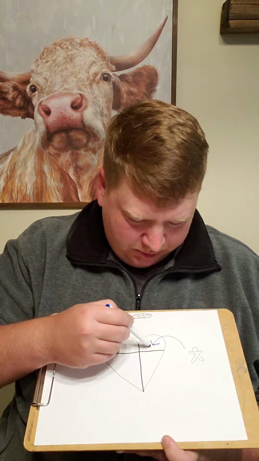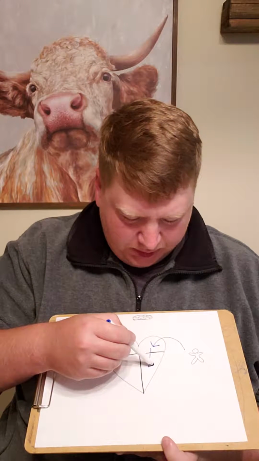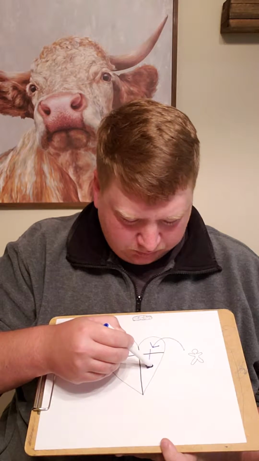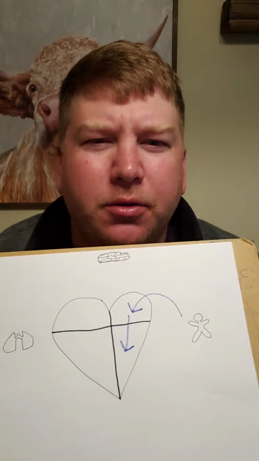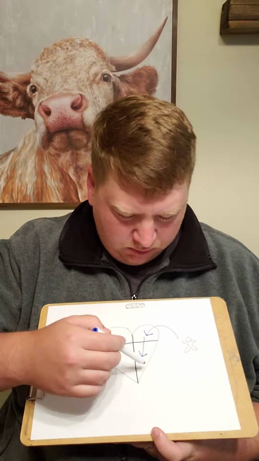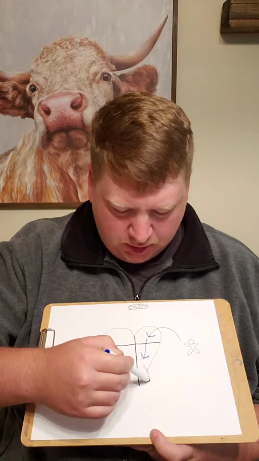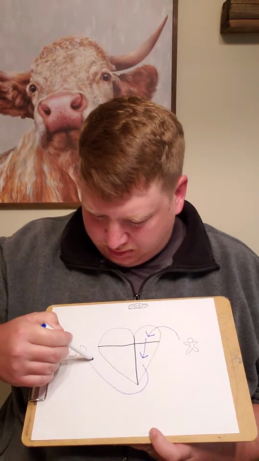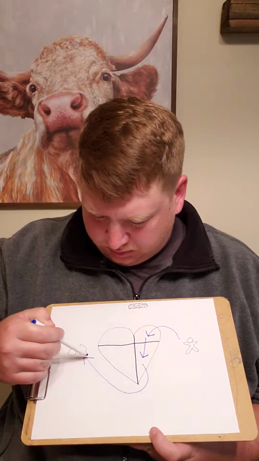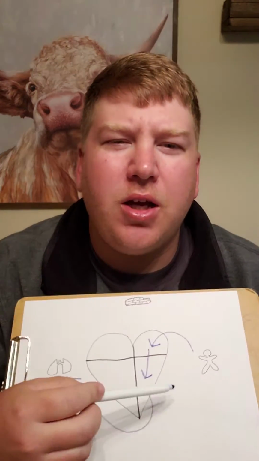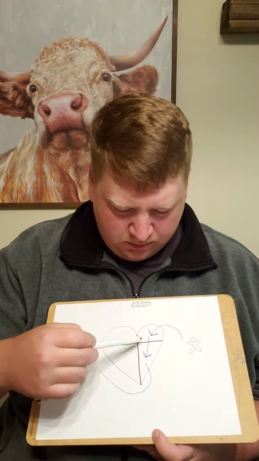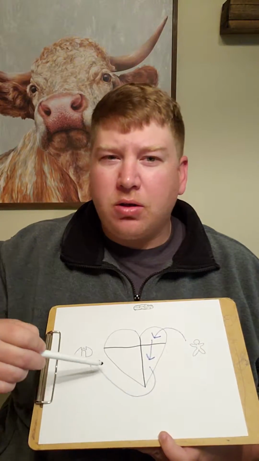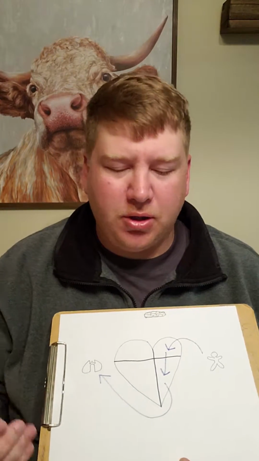So from the right atrium, it pumps down to the right ventricle. All right. We'll get into how it does all this pumping here in just a minute. So from the right ventricle, it's going to pump out to the lungs. All right, so this is all the non-oxygenated blood needing oxygen, coming from the body through the heart, and then it pumps out to the lungs.